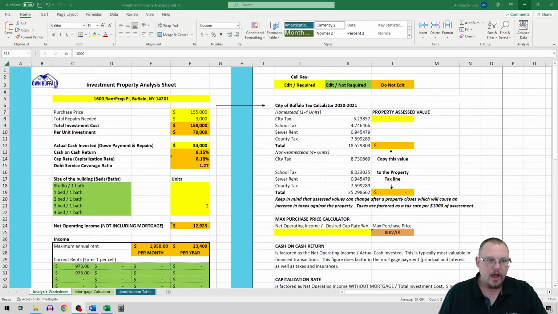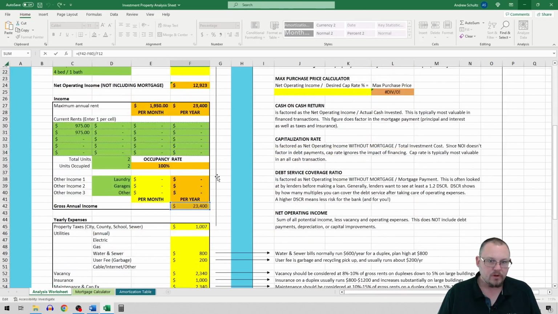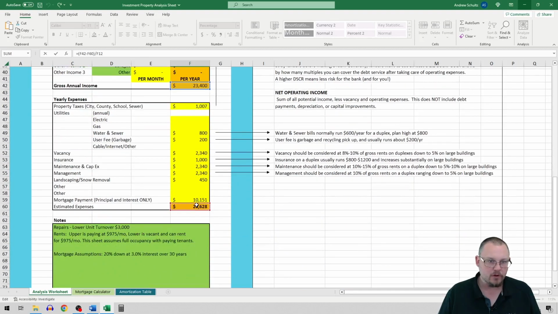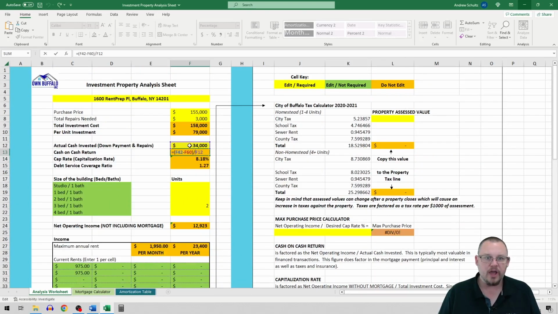Now let's go ahead and jump over to our spreadsheet here. And you can see that we do have cash-on-cash return built into our spreadsheet automatically. The cash-on-cash return is based on the net income, which is going to be your gross income minus your full estimated expenses, including your mortgage payment, divided by your total cash invested. And in this instance, this cash invested, this $34,000, is coming from the down payment on the property as well as the total repairs needed.